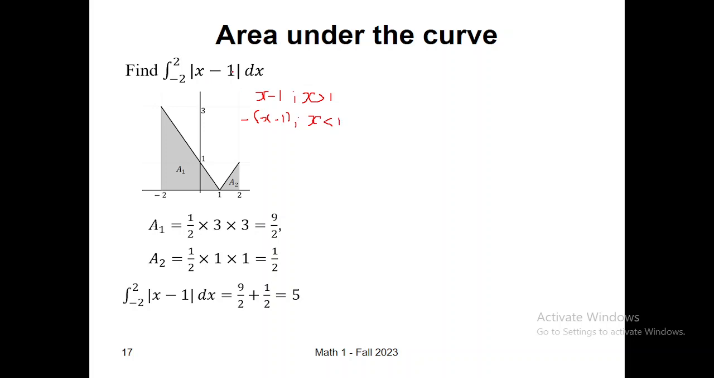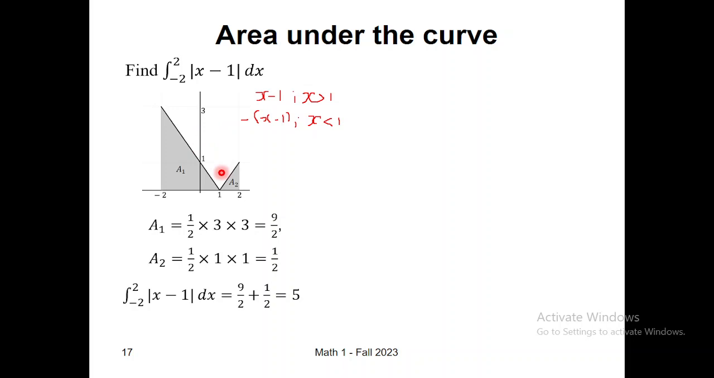So this function represents two straight lines. When x is greater than 1, it is x minus 1, which is given by this line. You can draw this line simply by taking, for example, x equal 1, you get y equal 0, and if you put x equal 2, y will be equal to 1. So we have this straight line. Now for x smaller than 1, you have another straight line given by negative x minus 1, and you can simply draw this straight line.